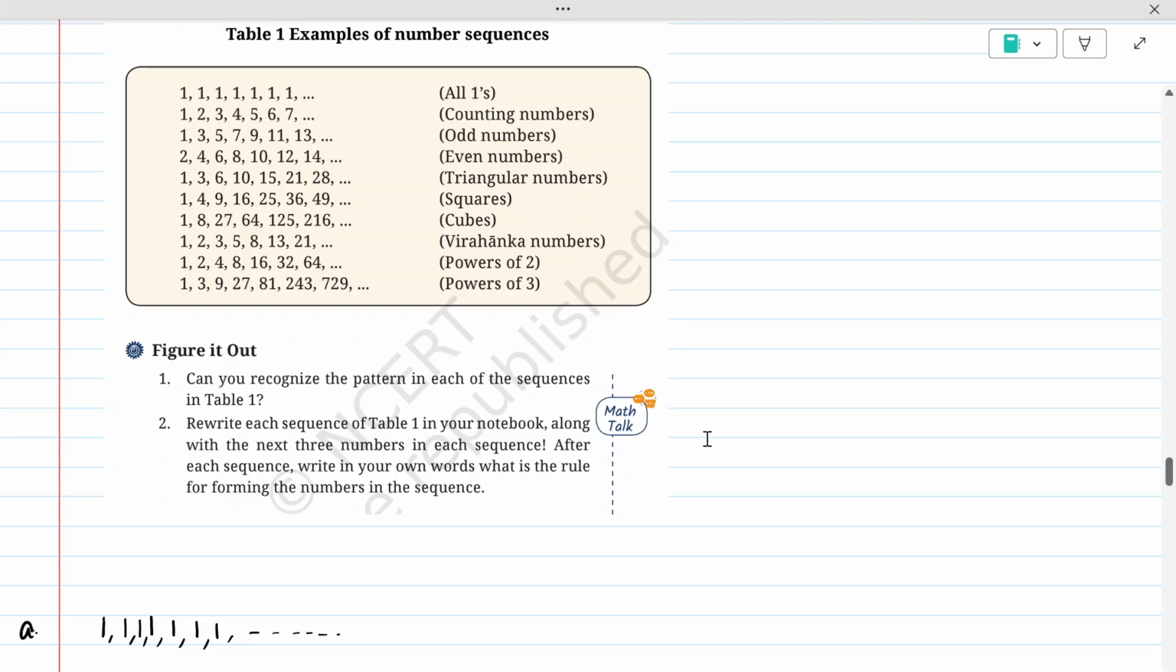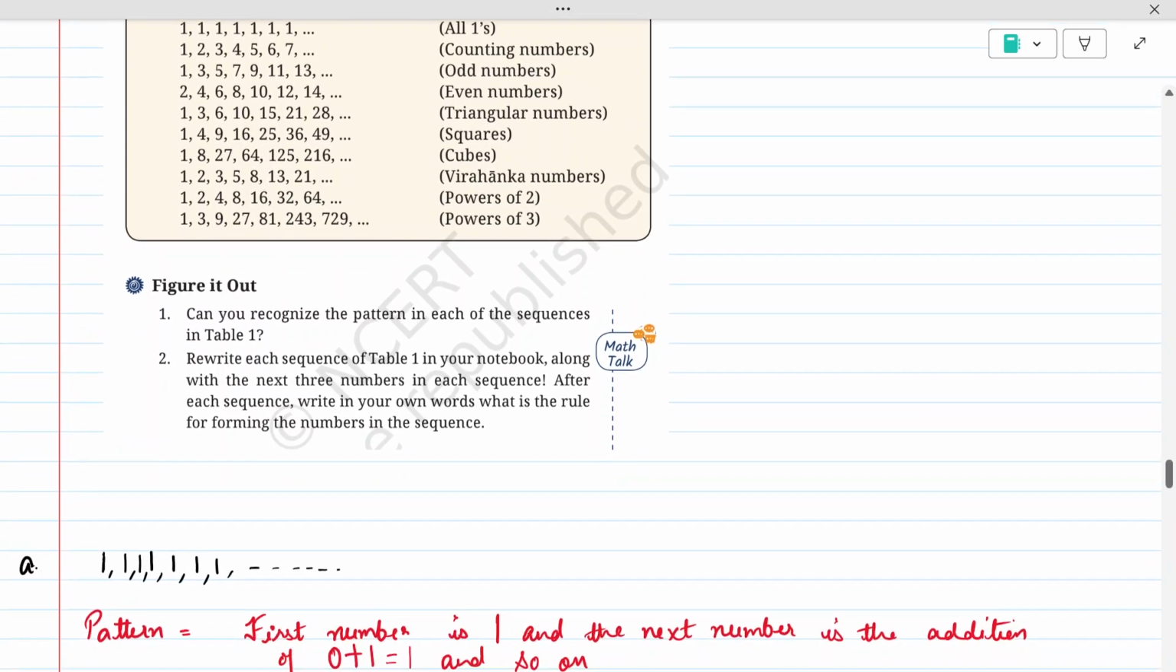So kids, let us start with the exercise 1.2 of this chapter. Now we have gone through all the number sequences, and on the basis of what we have learned, let us do these questions. So again, we are provided with all these sequences which we have done, and the first question says, can you recognize the pattern in each of the sequences in table 1? Okay, so let's go through the sequences and the patterns.